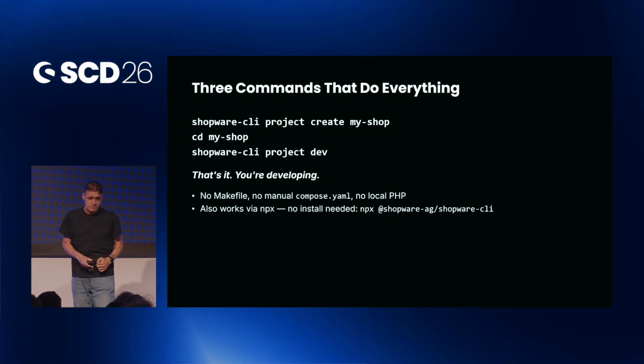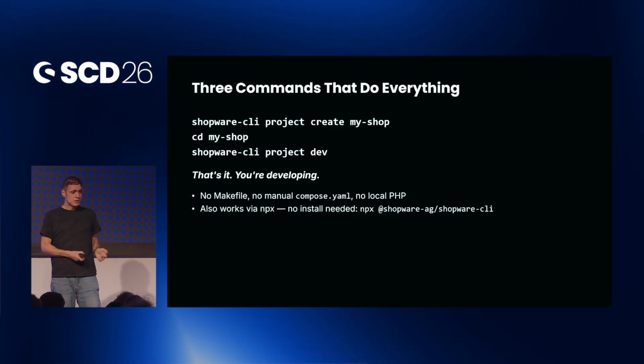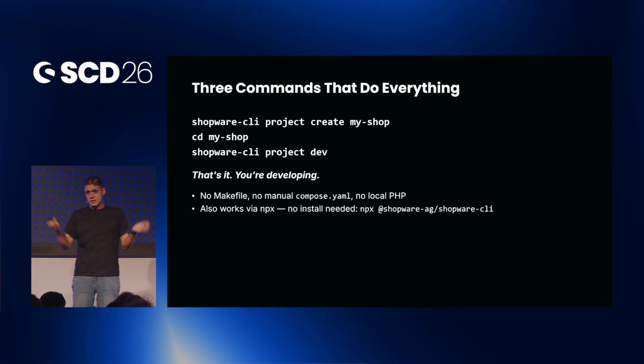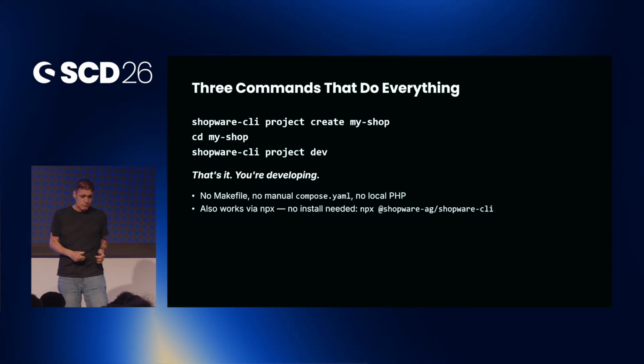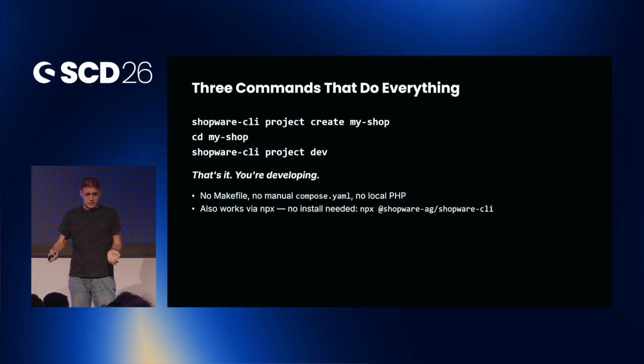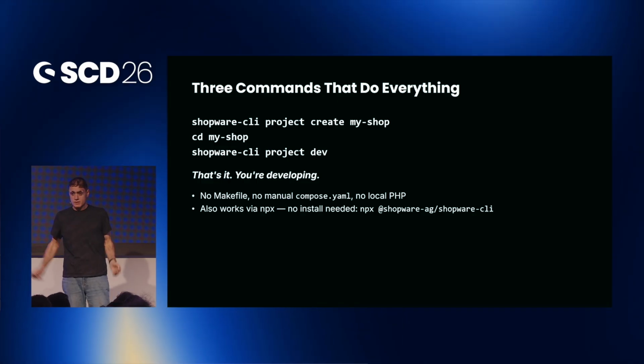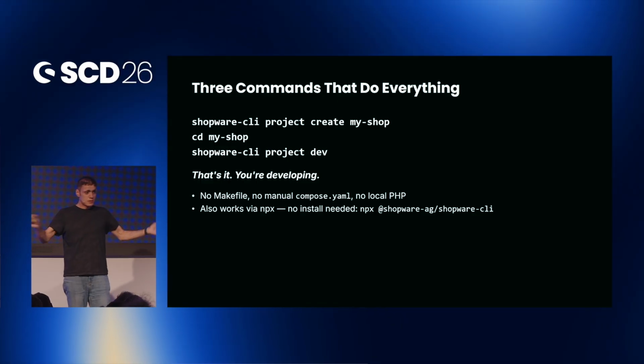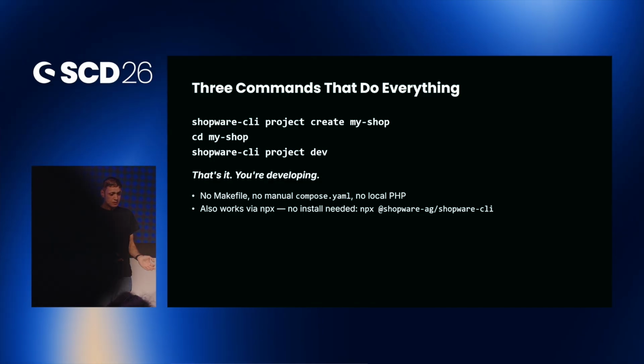Let's count to 3. So we're creating a project, shopware-cli project create. You can directly name the directory. And then we cd into it, and then we run shopware-cli project dev. And with that, we have a complete working local environment.